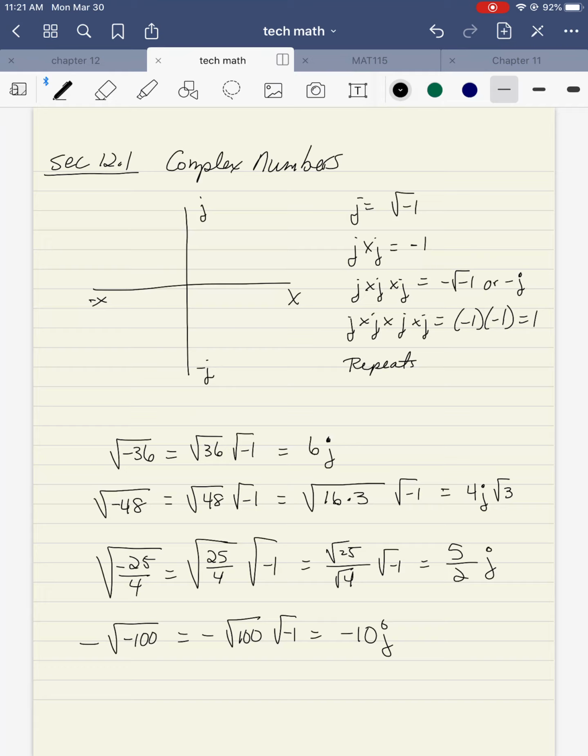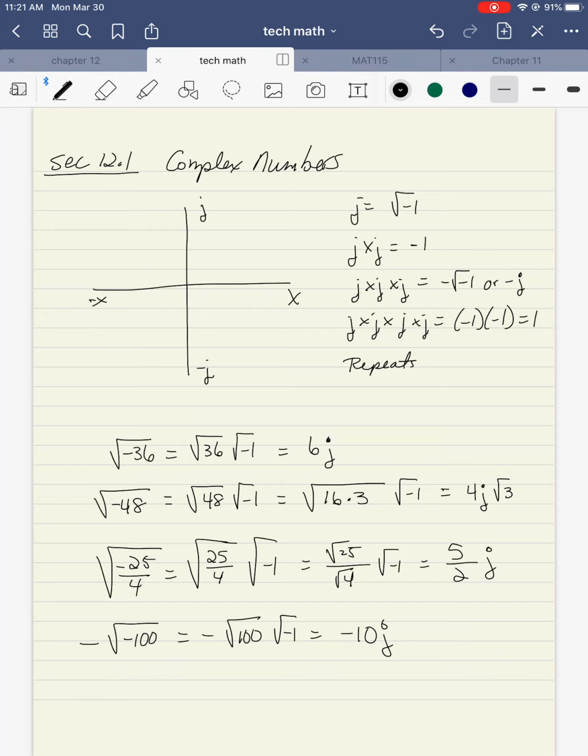The square root of negative 48 is going to be the positive square root of 48 times the square root of minus 1. 48 is 16 times 3. 16 is a perfect square, so a 4 comes out of that. So that would be 4 root 3. You still have the square root of minus 1, which is j, so you put the j with the 4 that came out, so that's equal to 4j root 3.